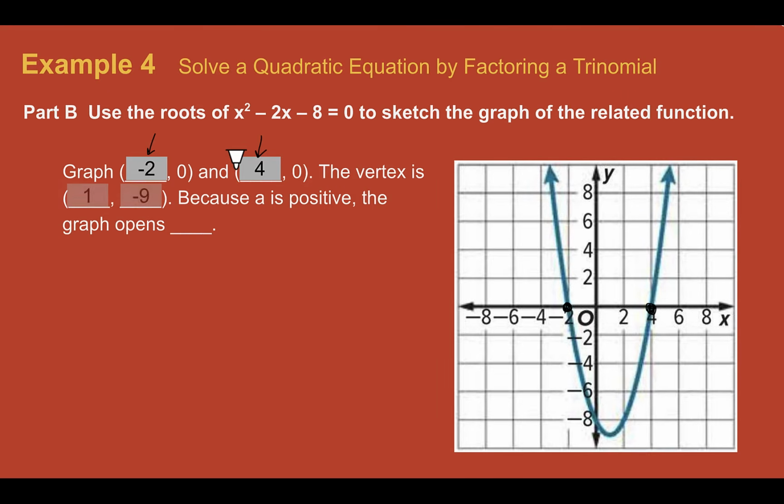So it would be at 1. And then if we plugged in 1, we would get negative 9. So we'd plot that point down here, 1, negative 9 for our vertex. We can tell our a value is positive because even if this wasn't graphed yet, I can tell my graph would be opening upward. So a would be positive.